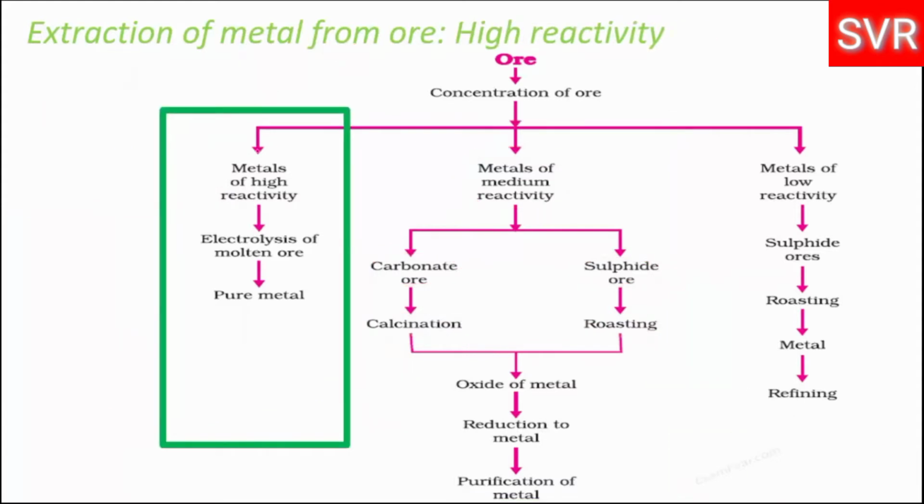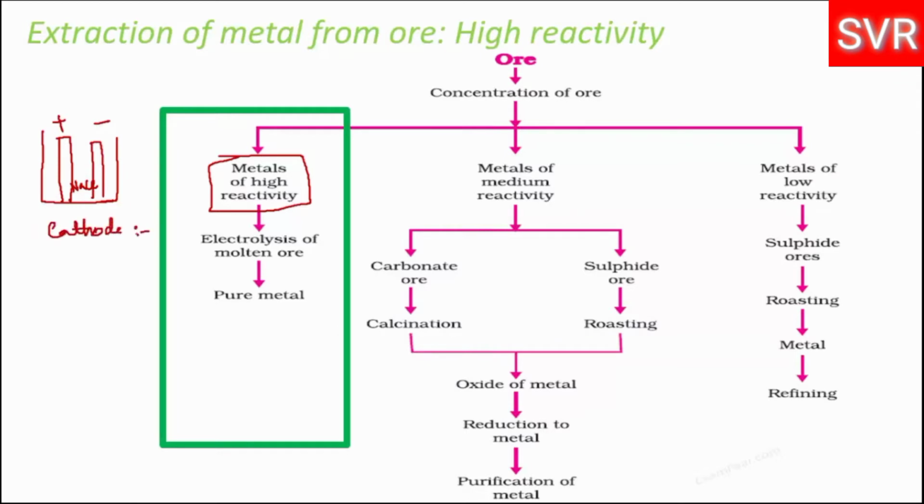Let us now talk about metals of high reactivity. For such metals, the electrolytic reduction is used for the molten ore. So what happens in electrolytic reduction? For example, let's talk about sodium. For the process of electrolysis, the electrolyte that is used is NaCl, and then you have the positive and the negative electrode. Right? Now what happens at cathode? Let's talk about cathode, that is the negative electrode.